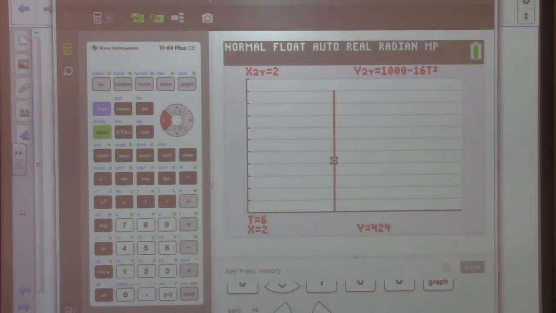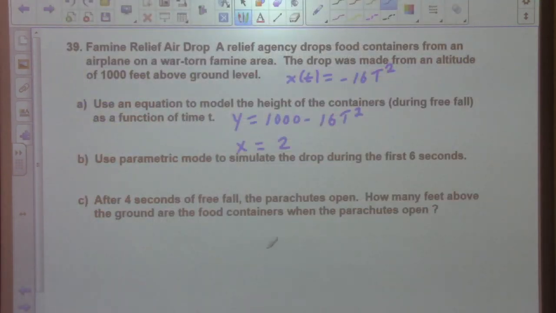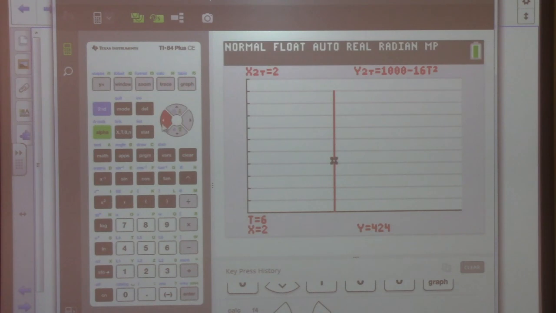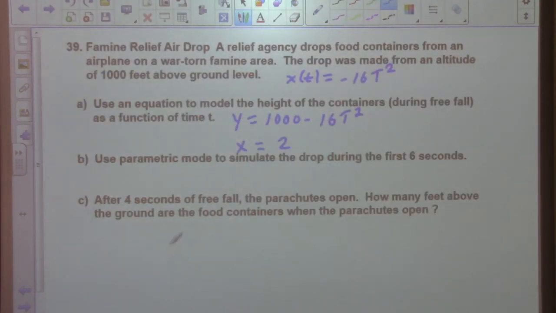And then we're asked, so we've done that. It says after 4 seconds of free fall, the parachute's open. How many feet above ground are the food containers when the parachute's open? Where do we go for that? Back to what? 4 seconds. So how many feet above ground are we? 744. So 744 feet above ground.